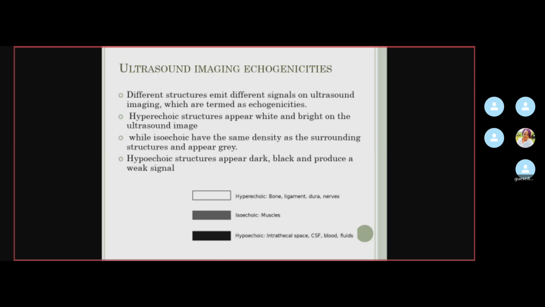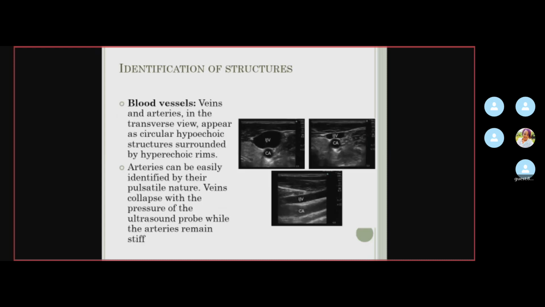So in ultrasound, we use the term echoic because it is sound echoes which are coming back. Now let us see some images and let us learn about identifying different structures. So first we'll go for blood vessels.